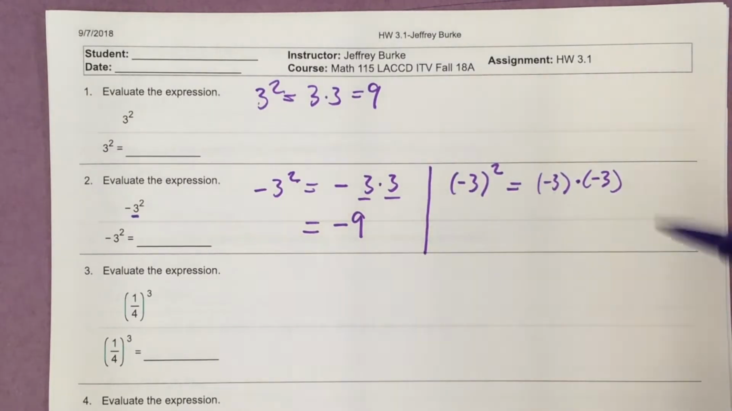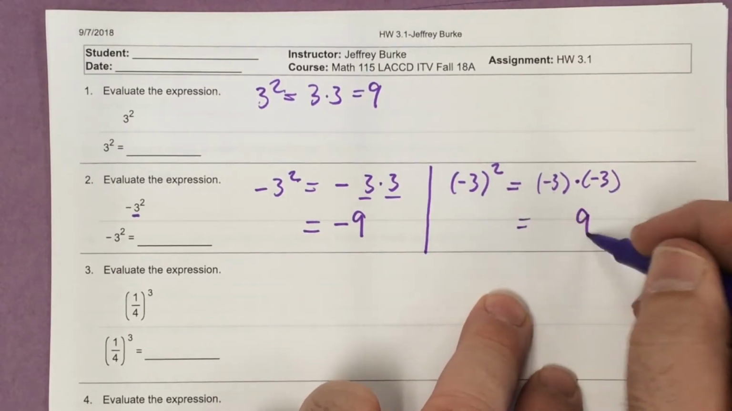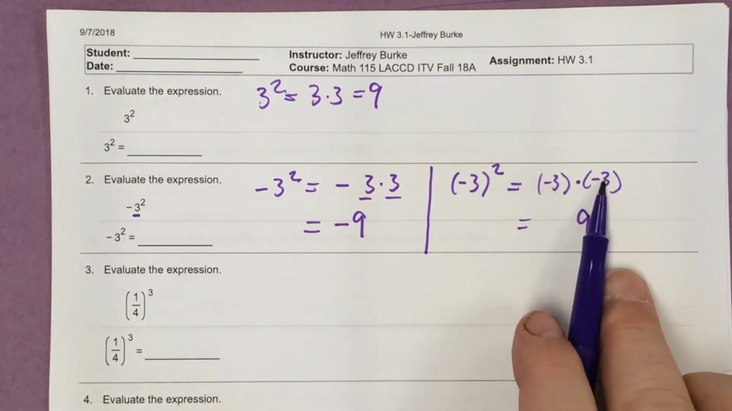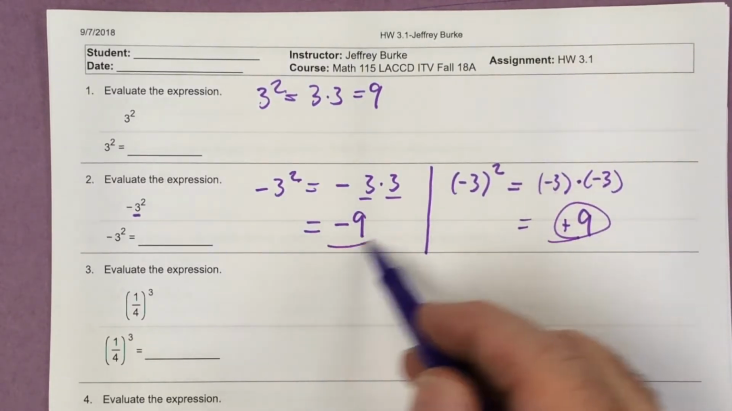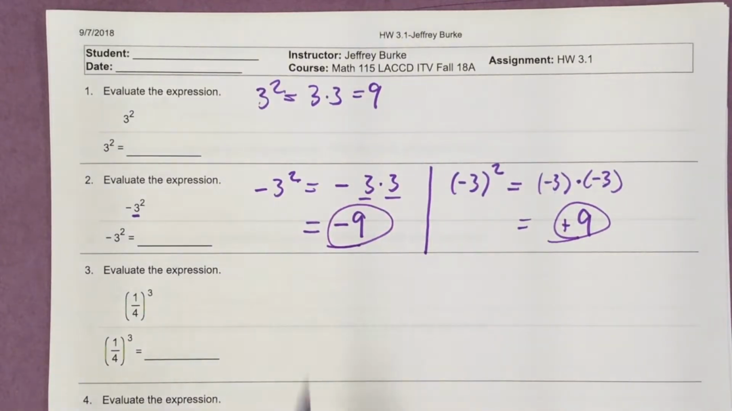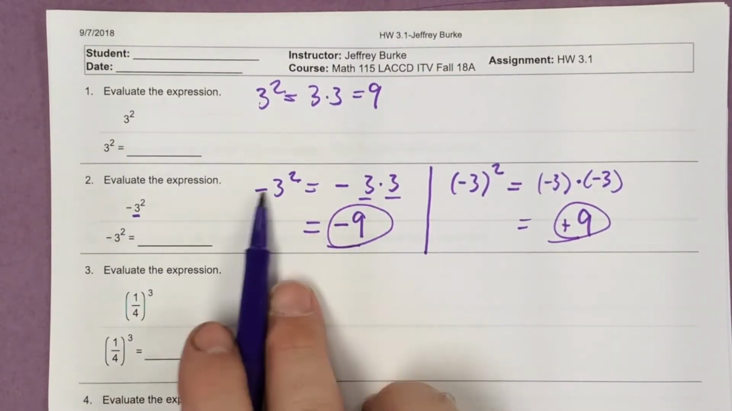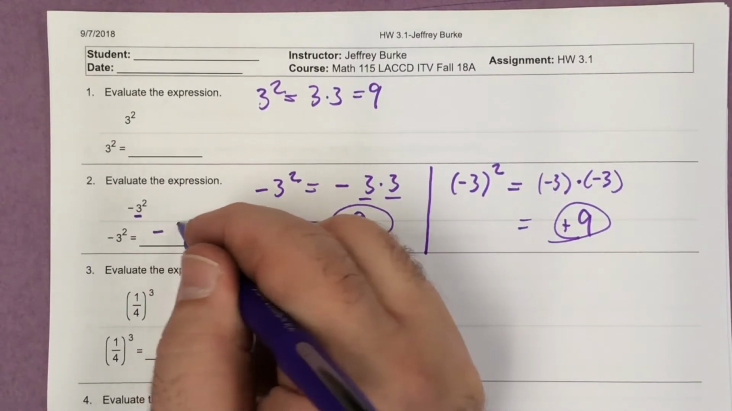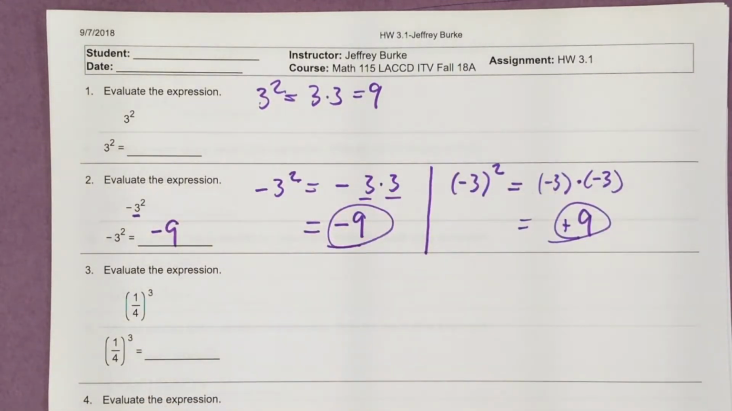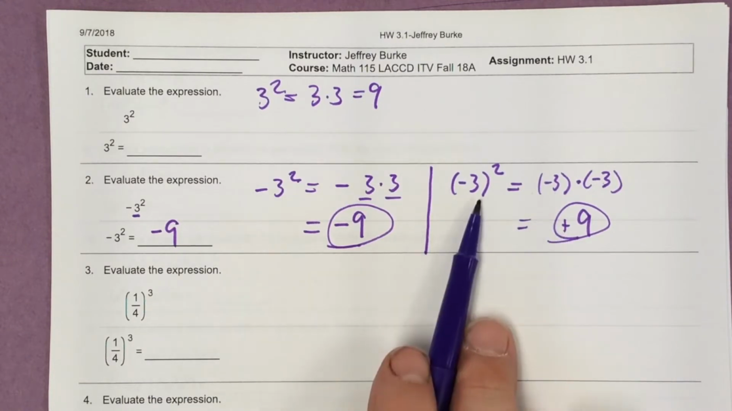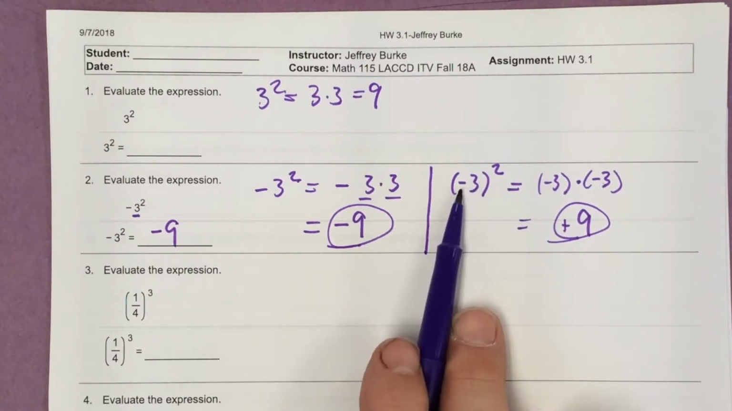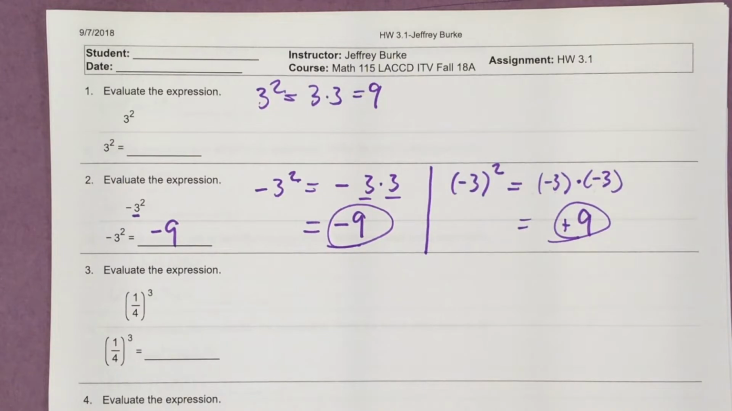So we still have 3 times 3 being equal to 9, but now we have a negative times a negative, and as you know, a negative times a negative should be positive, giving us a positive result as compared to the negative result. Since the question asks this, our final answer should be negative 9. But just know that if you see a question that looks like this, and it has a parenthesis, we have to square both the 3 and the negative on the inside. So parentheses with exponents are very important.